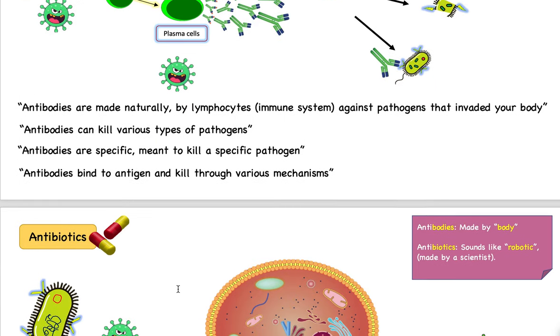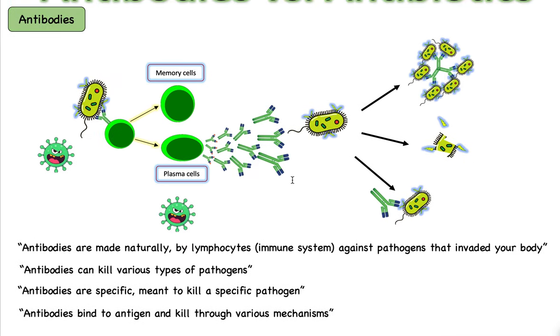As I mentioned here, antibodies are specific. Any antibody you isolate or take from the body is made for one specific organism, one specific pathogen. It can't kill this pathogen and then move to another one and kill another type of pathogen. It can only kill pathogens that look like this, and another antibody can kill only organisms that look like that. That's what I mean by specific.